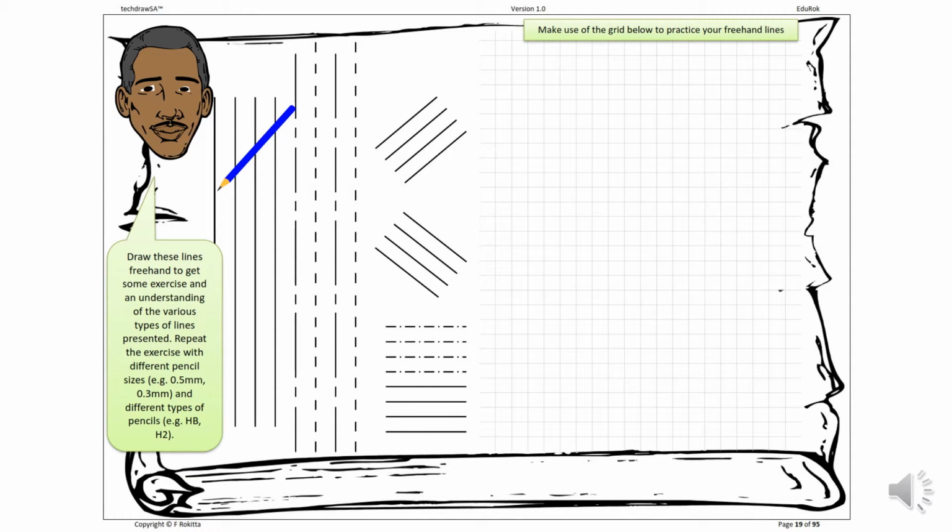This page you will find in the Grade 8 workbook. On the left-hand side, we see the examples of the different types of lines that we want to practice drawing freehand. We will carry over these lines onto the grid on the right-hand side. You may use different size pencils as well as different types of pencils, like an HB or an H2 or even a B2 pencil.